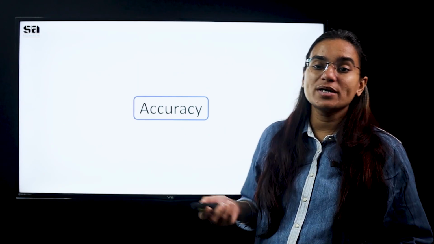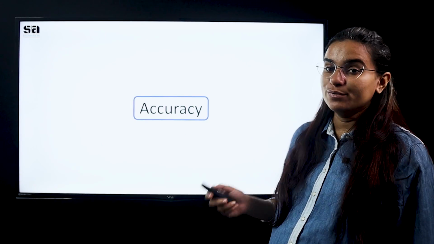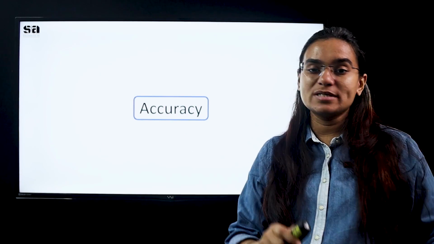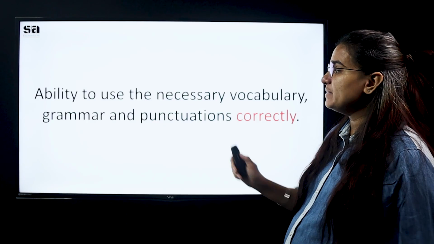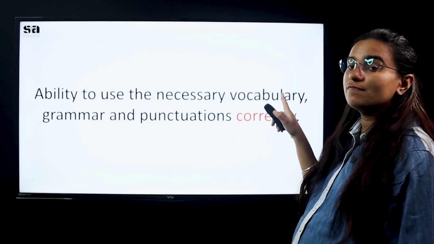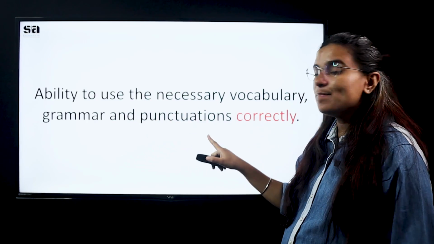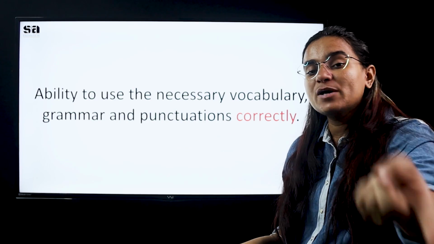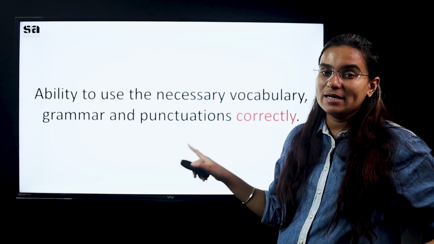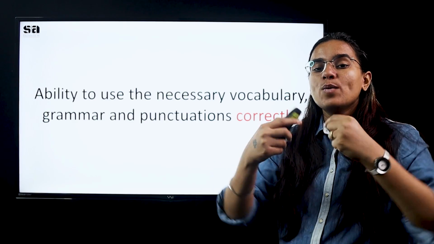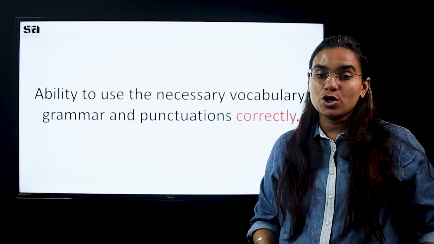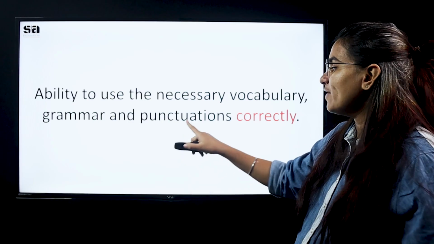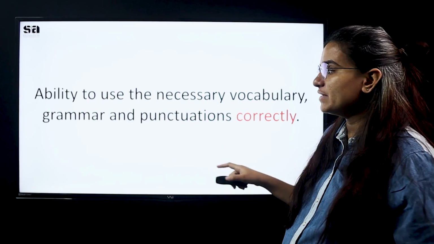So let's understand what is accuracy. I already told you, fluency and accuracy go side by side. Accuracy simply means the ability to use the necessary vocab, grammar, and punctuations. You can't say punctuations when you speak, but when you read, punctuations are really important because they decide when you should take a pause and when you should not take a pause. Okay, that's why we have kept punctuation in this definition.